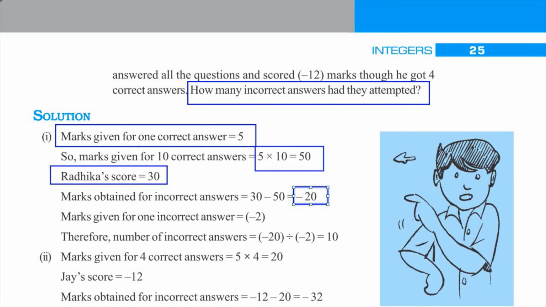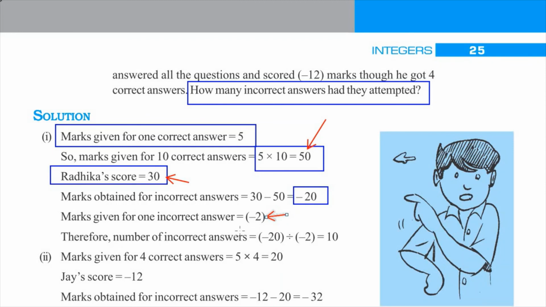So the total score after deducting the marks that have to be deducted for negative marking, minus the initial score after calculating only for positive marking, is going to give us minus 20. The difference is minus 20. This means that in order for us to find out how many questions she got incorrect, we have to divide it by how many marks is deducted for each incorrect answer. So from the data we have, marks given for one incorrect answer is equal to minus 2.